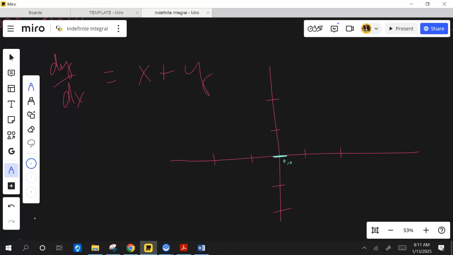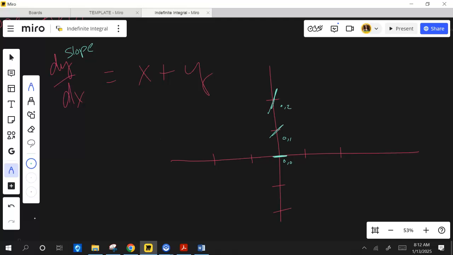How about 0, 1? 1, so it's going to look something like that. How about 0, 2? Little steeper. This is telling me what the slope is. dy/dx is slope. So you take the x and you take the y and you add them together. They give you an equation for the slope. And so then you're just sketching a little teeny tiny line that has that slope.